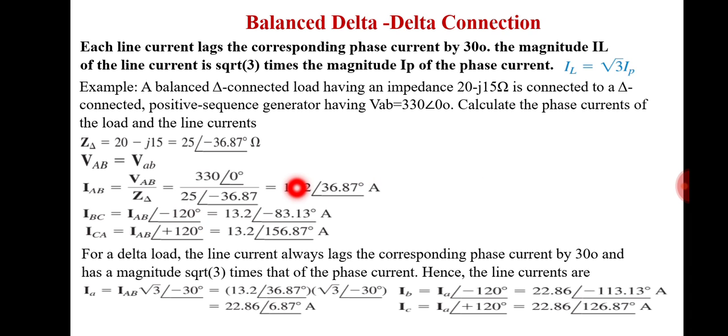So here put the value of IAB and summation of angle. So ICA becomes 13.2 with angle 156.87 ampere.